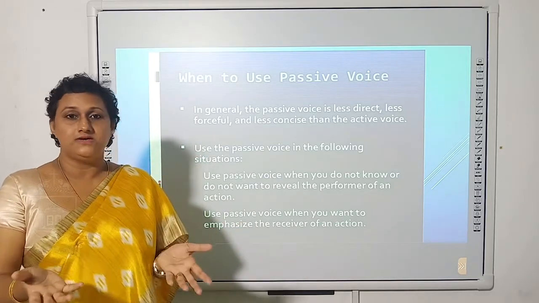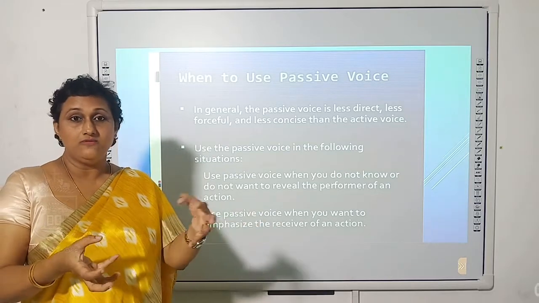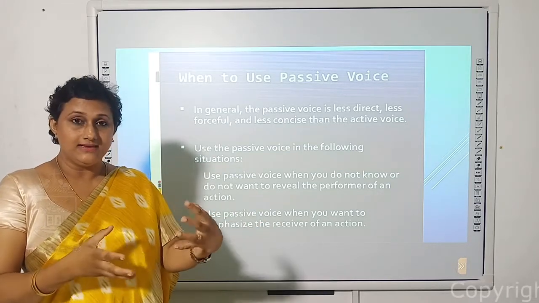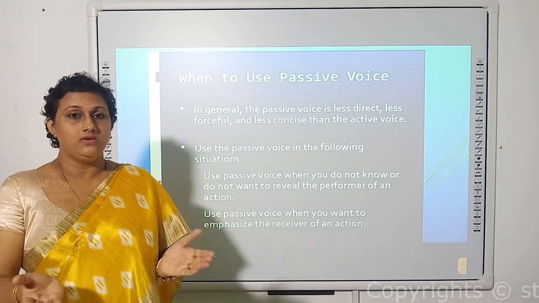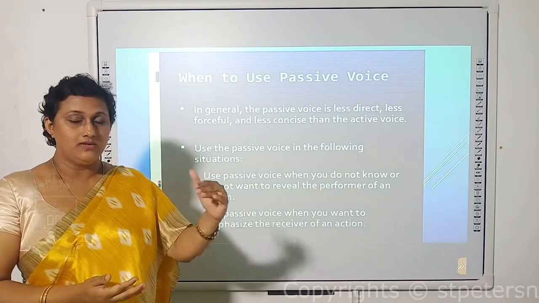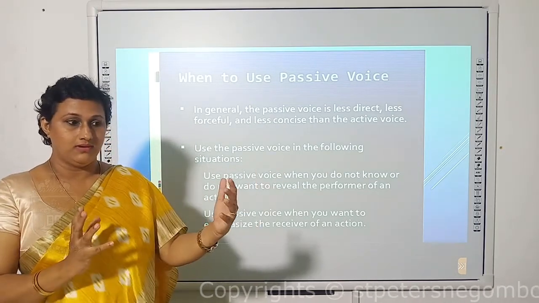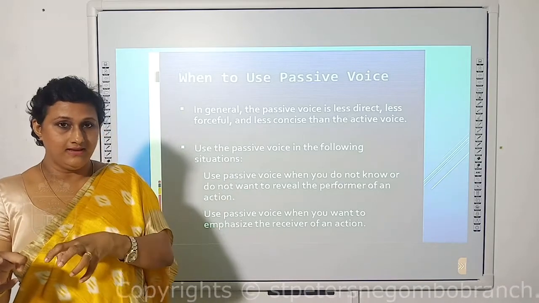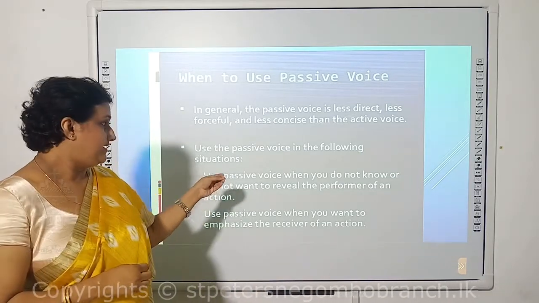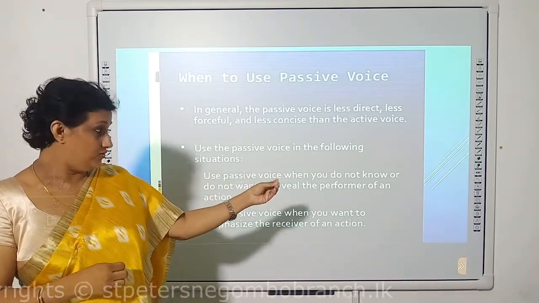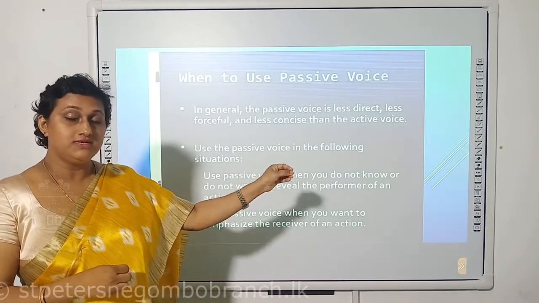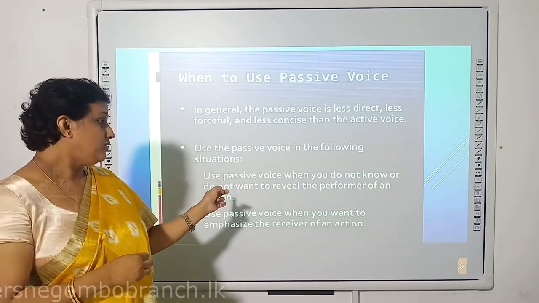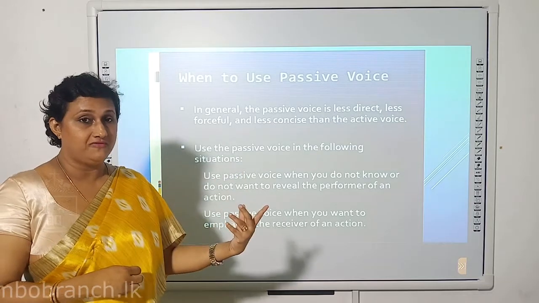I don't know the person who has done the breaking of the window, right? So in that case, I'm just mentioning the window is broken, right? So I don't know the doer of the action, so I'm not putting the subject there as the doer. So the passive voice is used when you do not know the subject, or when you do not want to reveal the performer of the action.